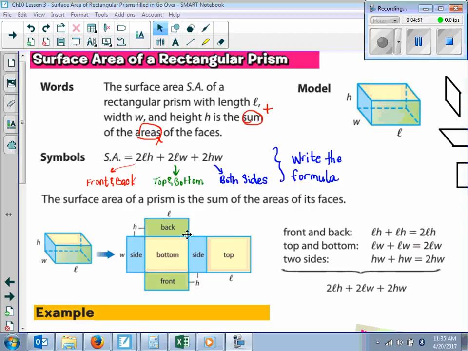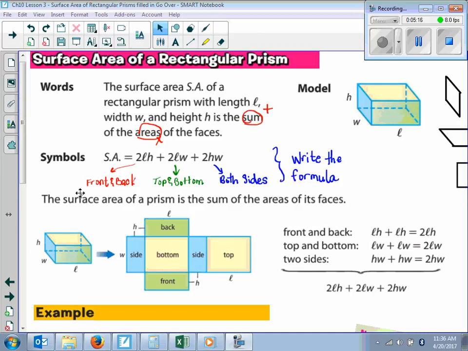Now down here is what this box looks like if it's opened up, okay? For the surface area of the prism, the sum of the surface area is the sum of the areas of its faces. So once again, this box, this is what it looks like when it's opened up.